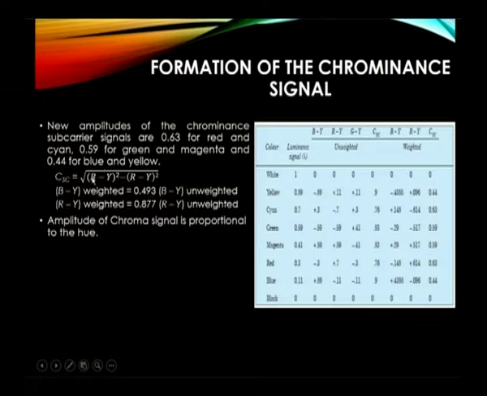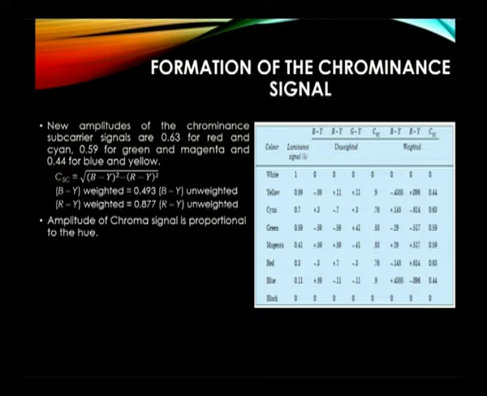So whenever the value B minus Y comes here, we need to replace it with 0.493 times that value. For red, plus 0.7 should be placed here in the B minus Y position. Next, for the R minus Y weighted signal, similarly if we consider red, 0.877 into R minus Y, where the value to add here is minus 0.3, and this has to be placed in the R minus Y position. So we get the chrominance with the weighing factors, which is equal to 0.63. This is how we get the chrominance signal along with the weighing factors.